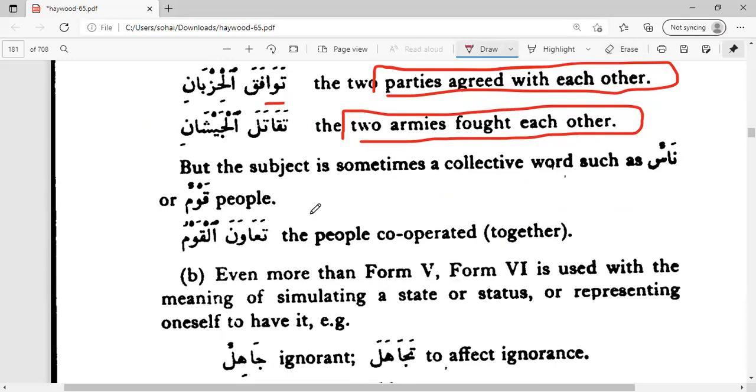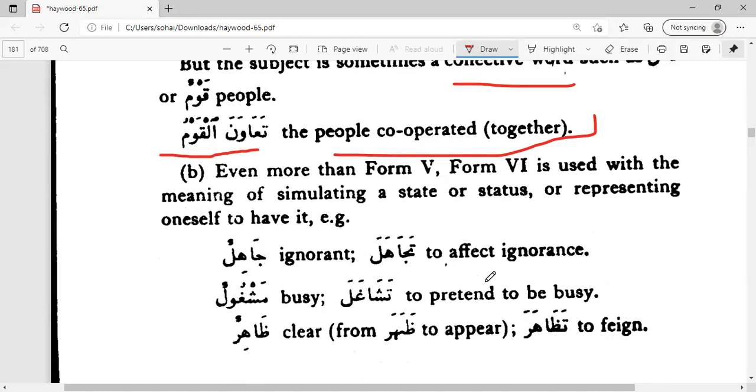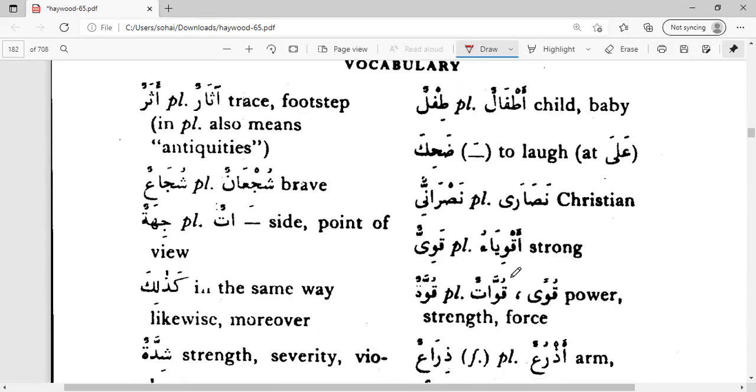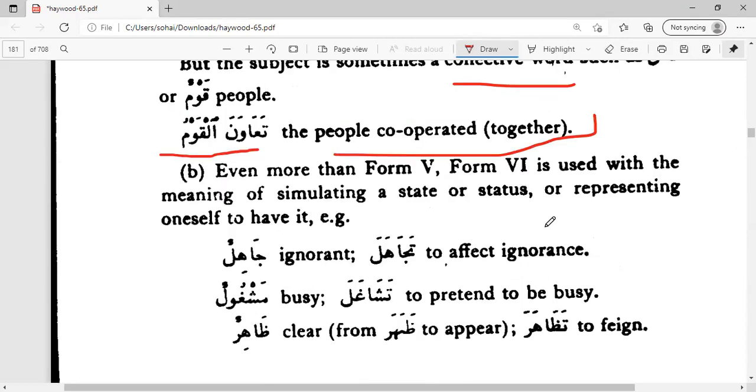But it also says sometimes the subject may have a collective word such as nasun or qawmun, because here it's a singular word but the meaning is plural. It's known as a collective word. Nasun means people. Qawmun means people. When you say people, it's normally more than one person, isn't it? So ta'awana al-qawmu, the people cooperated together. Any questions? No, sir.